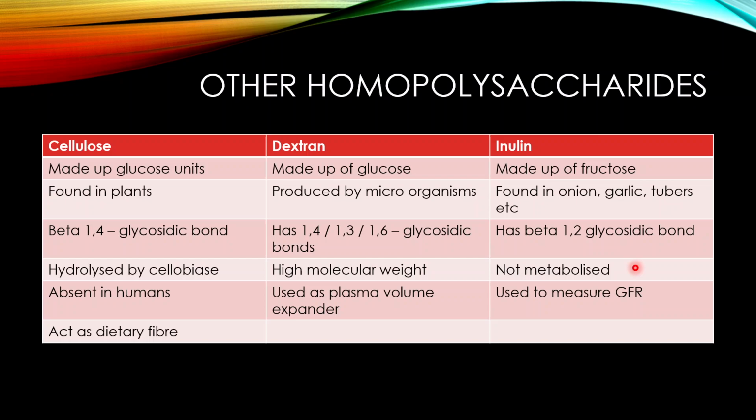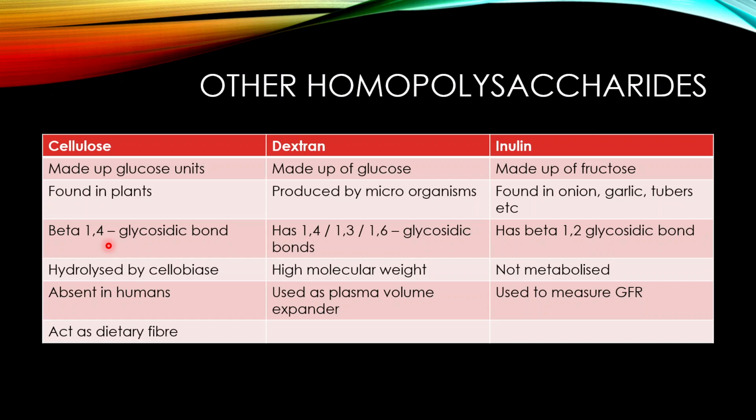Coming to other polysaccharides, for example, cellulose, dextran, and inulin. Cellulose again is made up of glucose units. It is found in plants, and it has a beta 1,4 glycosidic bond. Okay. See, if you look at the other storage form of carbohydrate in plants, which was starch, starch had an alpha 1,4 glycosidic bond. So here we have a beta 1,4 glycosidic bond.